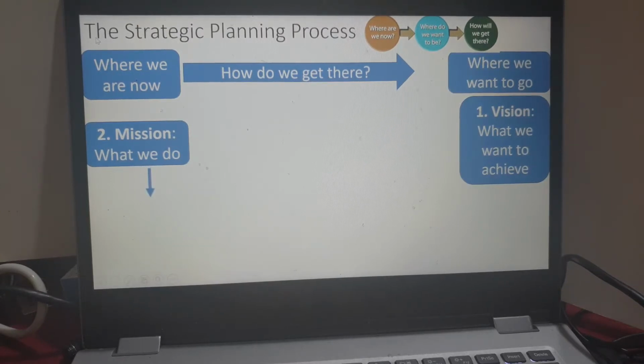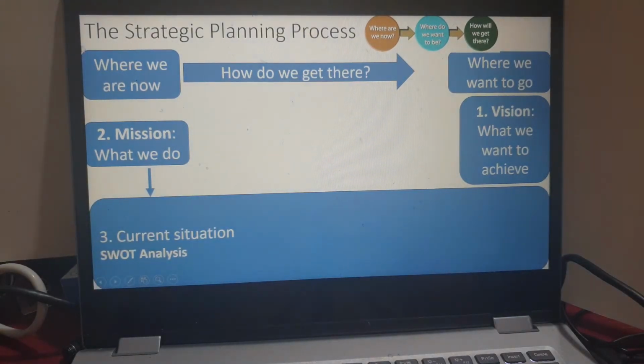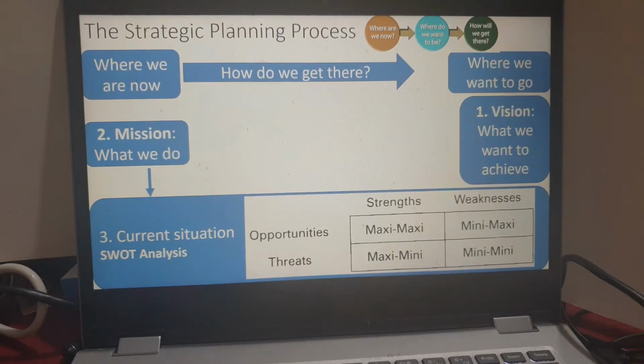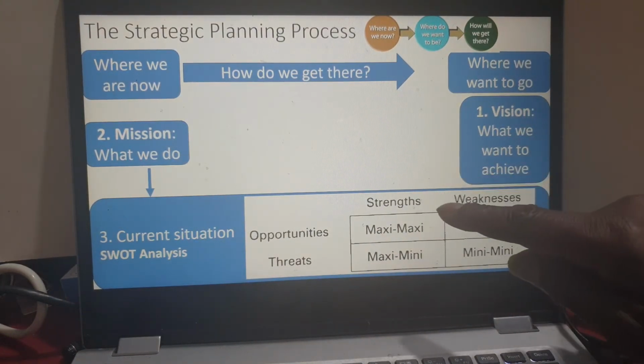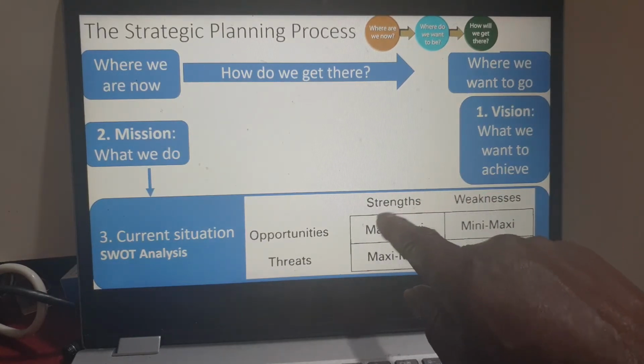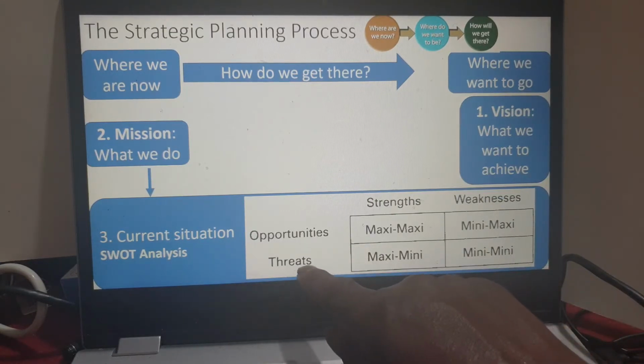Now, once you have your mission, then you do your current situation analysis. That's like a SWOT analysis. And for heaven's sake, don't do the SWOT analysis the traditional way. A SWOT analysis must have strengths, weaknesses, opportunities, and threats.